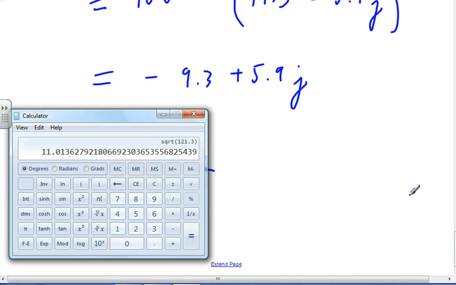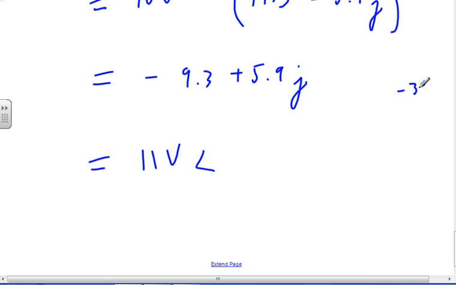Oh, I don't know about this. 9.3 with a minus sign. We don't want that. We want the other way around. Clear, clear. 5.9 divided by 9.3 with a minus sign equals arc tangent. Minus 23 degrees. Minus 32 degrees.